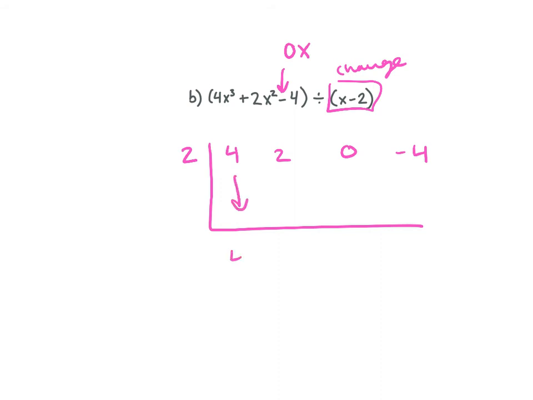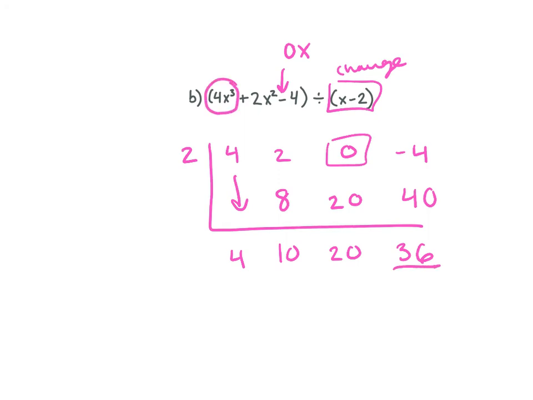Drop down the 4. Multiply. Yeah, you need to put 0 because then your answer will be off. Perfect. Since we started with x cubed, our answer is going to be 4x squared. Then we just descend from there. So plus 10x plus 20 plus 36 over x minus 2. Awesome.